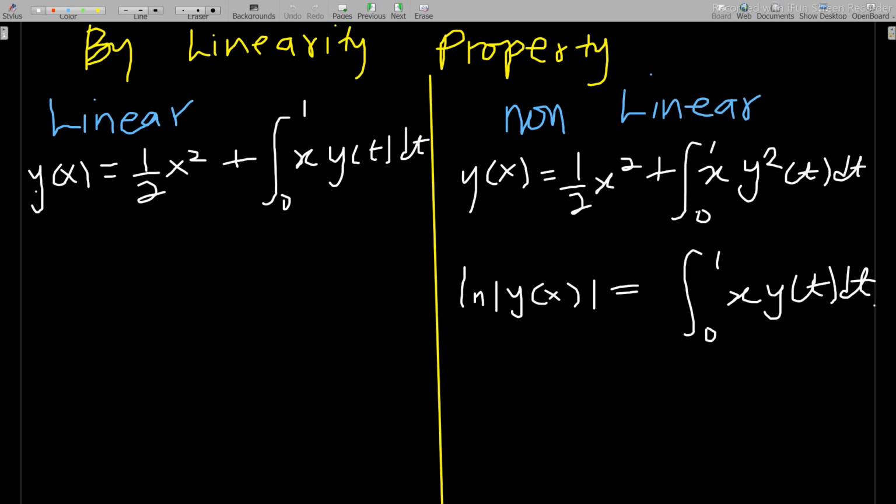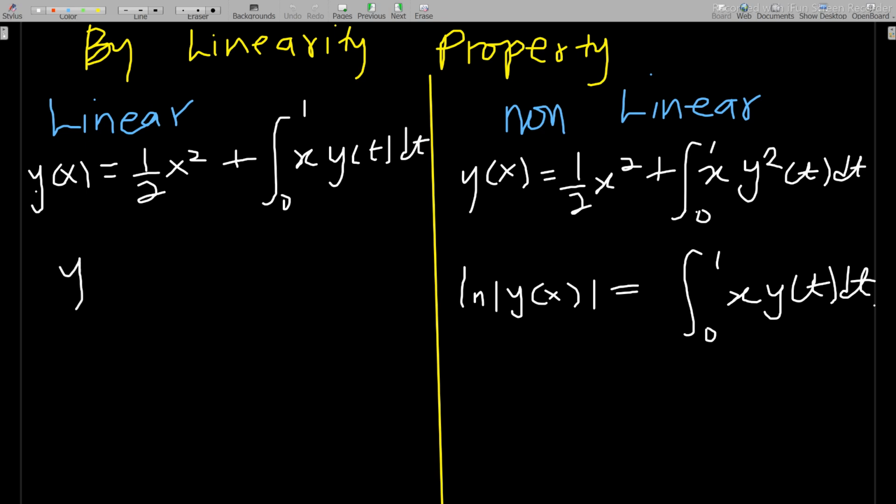So by the linearity property, you can also classify integral equations according to whether they are linear or not. To know that an integral equation is linear, first of all I have to make sure that the unknown function has a degree of 1. That is the first thing.